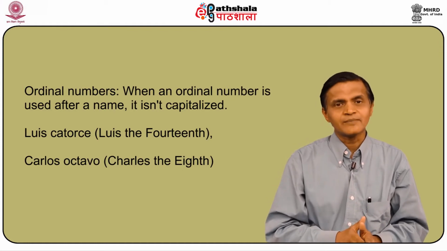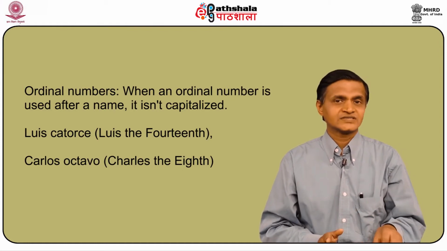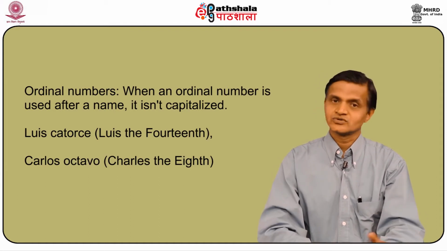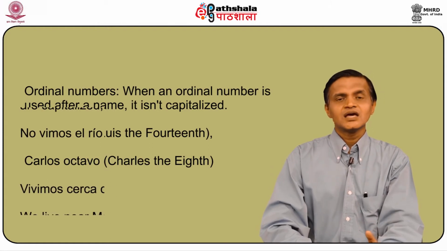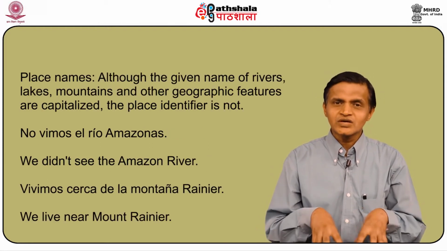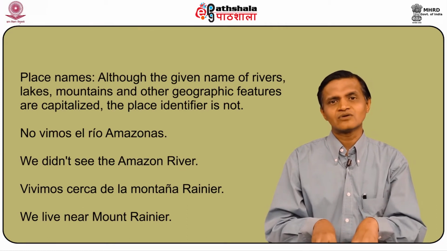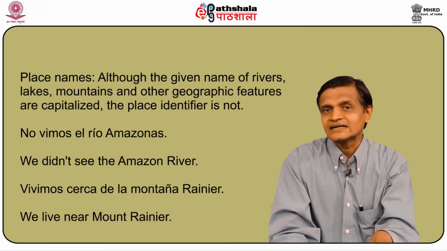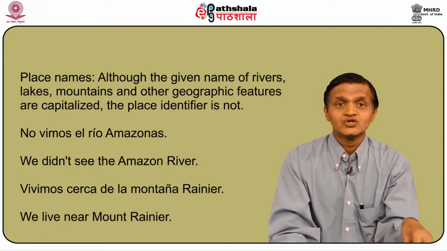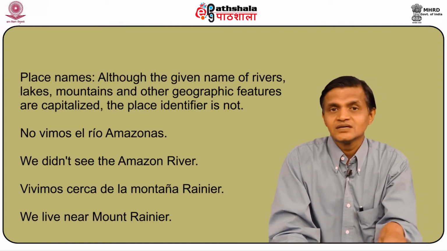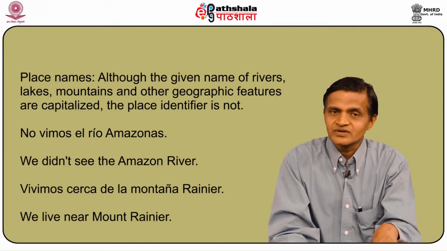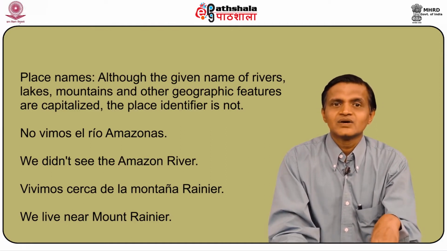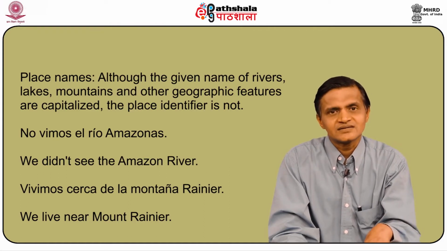And when an ordinal number is used after a name, for example, Louis XIV, Carlos VIII, Charles III. In place names also, although the given name of rivers, lakes, mountains, and other geographical features are capitalized, the place identifier is not. No vimos el río Amazonas. We did not see the Amazon River. Vivimos cerca de la montaña Rainer. We live near the mountain Rainer.